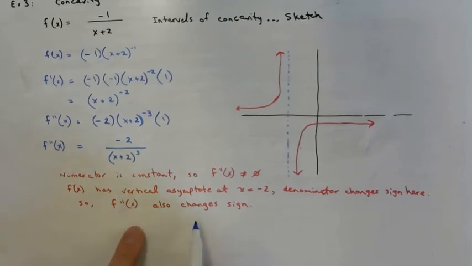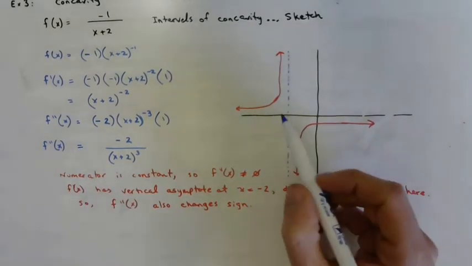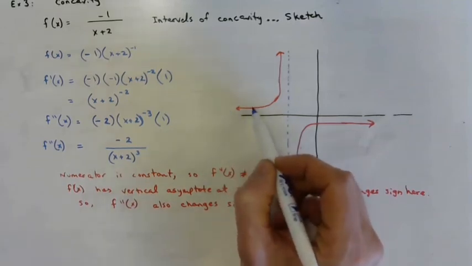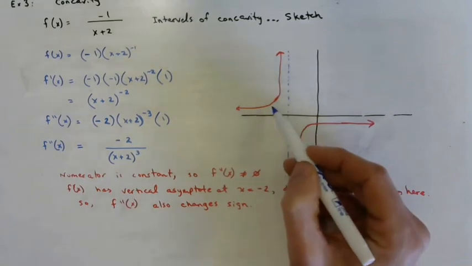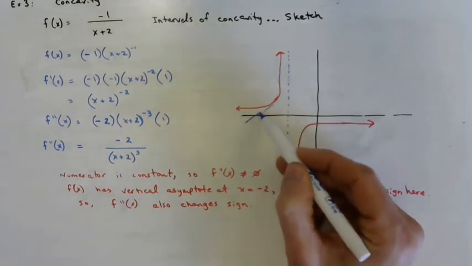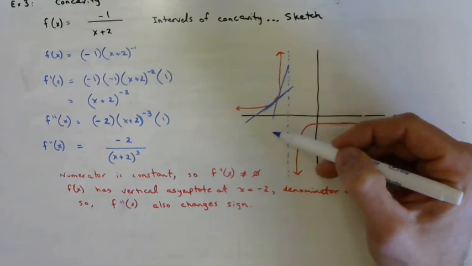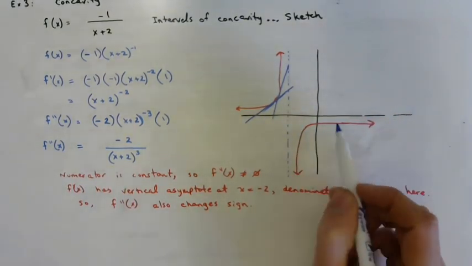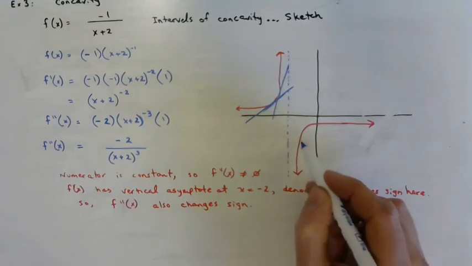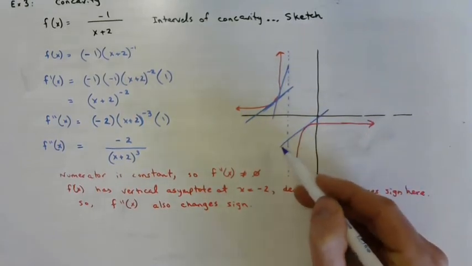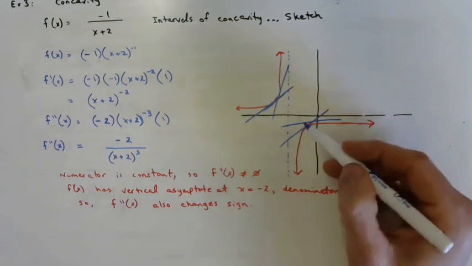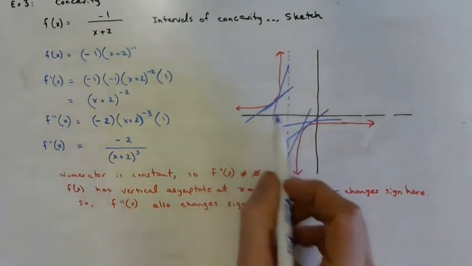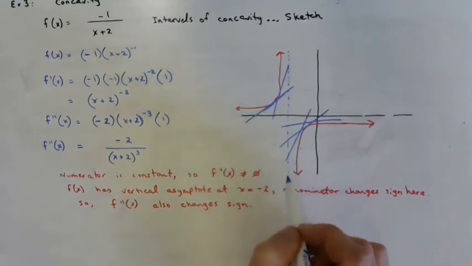F double prime of x also changes sign necessarily. If you have a leg that is going from 0 and turning up to positive infinity, this is concave up, right? Your tangents are all below the curve. On the other side of that asymptote, you will naturally have the place where you're going from negative infinity and approaching 0, which is concave down. So that is why the second derivative will necessarily change its sign in a rational function where there is an asymptote.